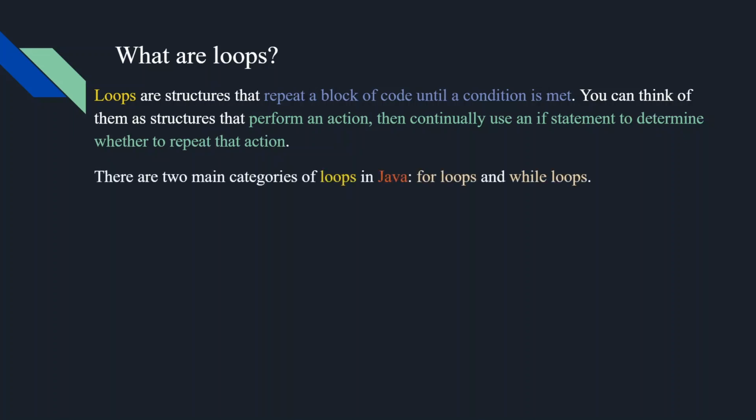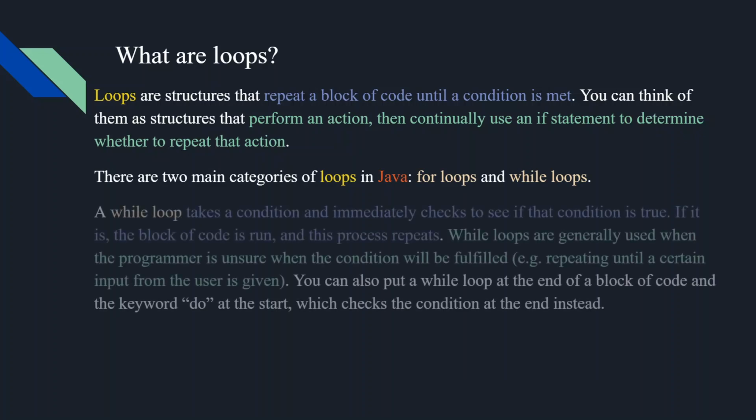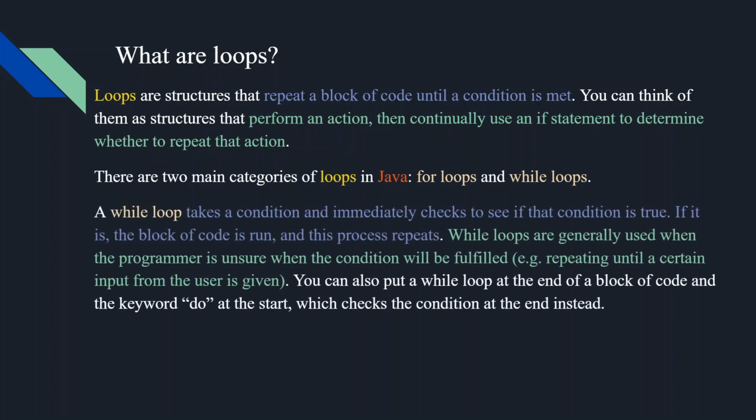There are two main types of loops in Java, for loops and while loops. A while loop takes a condition and immediately checks to see if that condition is true. If it is, the block of code is run, and the process repeats. You can think of a while loop as the most basic level of loop in Java, and while loops are an important part of most languages.